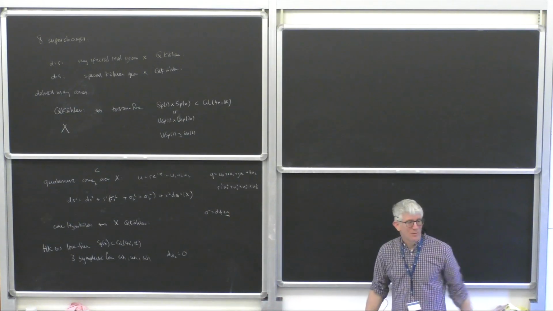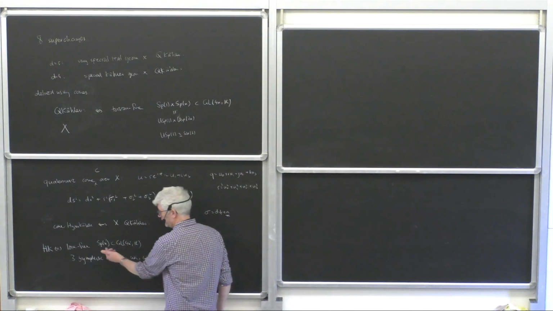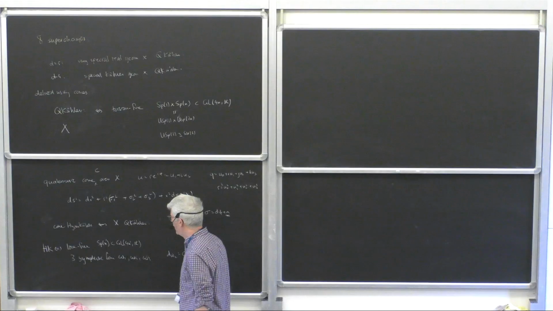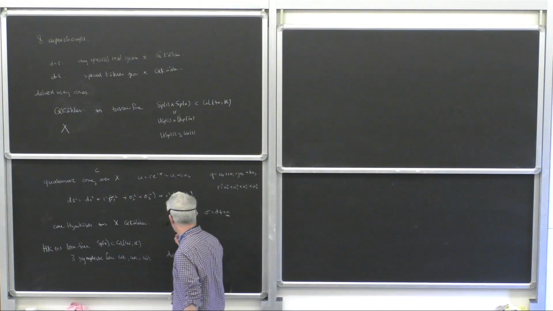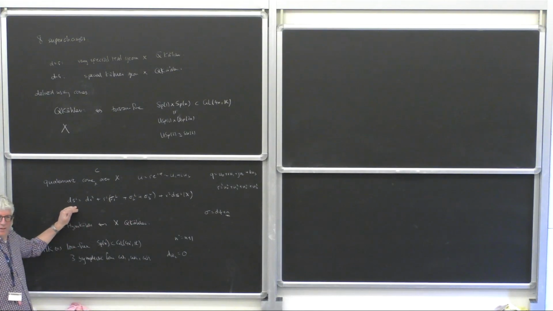So I'm just giving you some information about what the structure is like. If you have these three symplectic forms, they're preserved by this group. And here in this cone, n prime is going to be n plus 1, because the cone has 4 extra dimensions above the base space X.